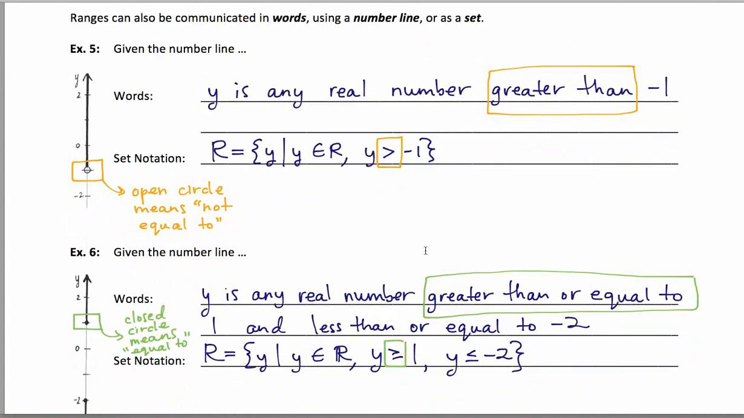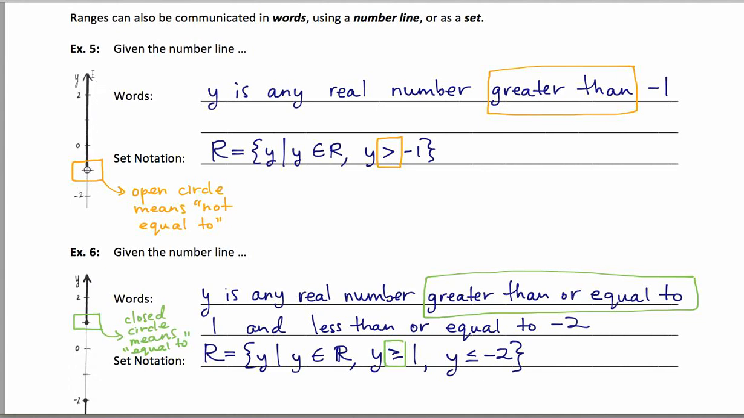Your y-axis, we're going to read it from bottom to top, just like the x-axis, we read it from left to right. Okay, so I'll show you what we're doing there. If we want to use words, again, note that the open circle means that it can't be equal to. It could get really close to -1, but it can't actually be -1. So y is any real number greater than -1.